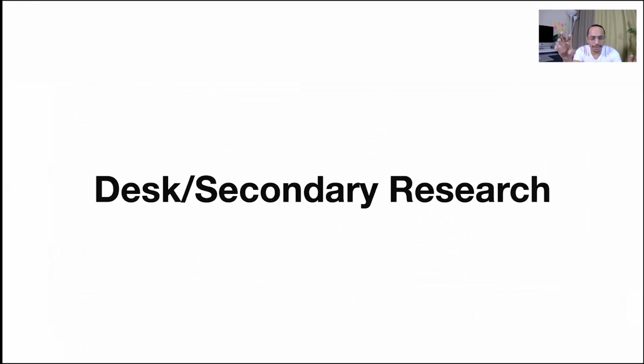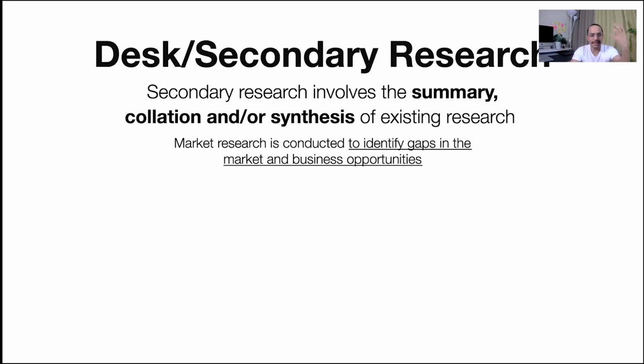Earlier we talked about two things, qualitative and quantitative. Now let's look at these research methods from two new viewpoints, and that is secondary research and primary research. Secondary research is also called desk research. In this, we rely on the existing data that's already there in the market. Secondary research involves the summary, collation, and or synthesis of existing research. So all the information that's already there in different forms, we read that, and then based on that we analyze.